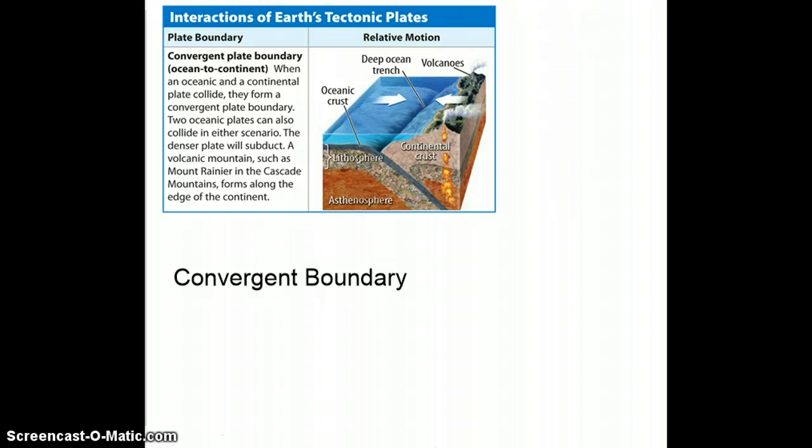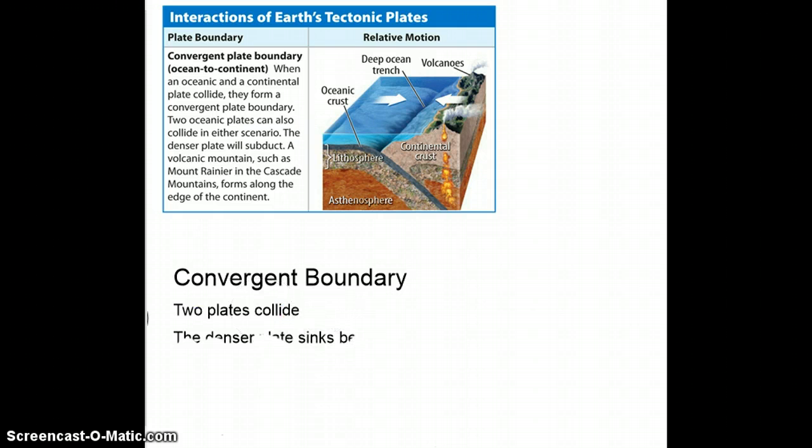The third type of boundary that I want to talk about is a convergent boundary. And what that is, is when two plates come together. And we can look at a couple different types. We can look at an oceanic to a continental plate coming together. We can talk about a continental plate coming together with a continental plate, and an oceanic plate coming together with an oceanic plate. So there's three main types we look at.